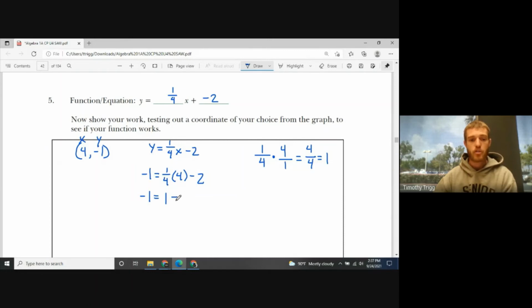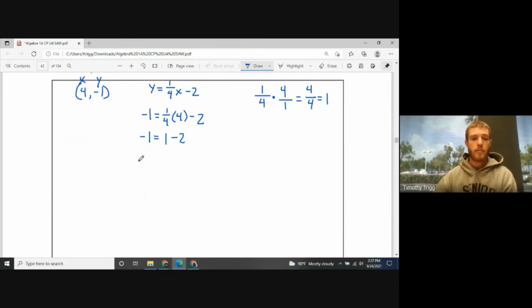We still have a minus 2 here. So -1 equals, and then 1 minus 2 is -1. So that checks out. That's good.